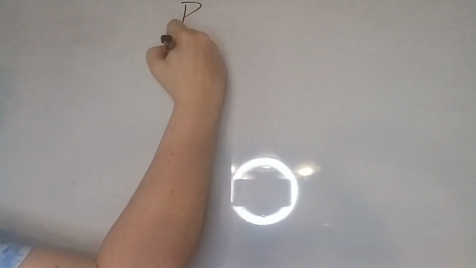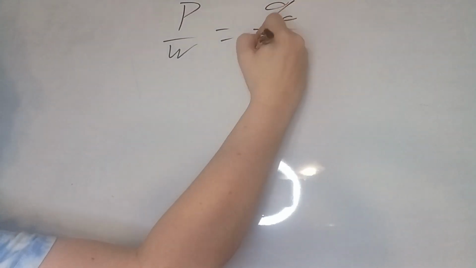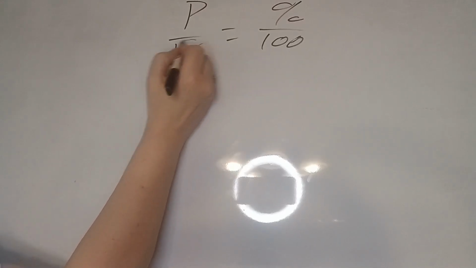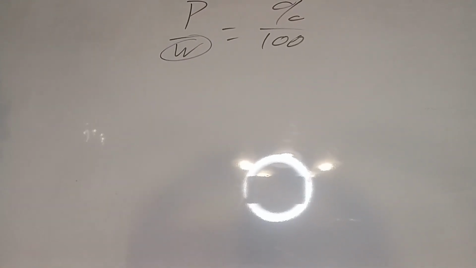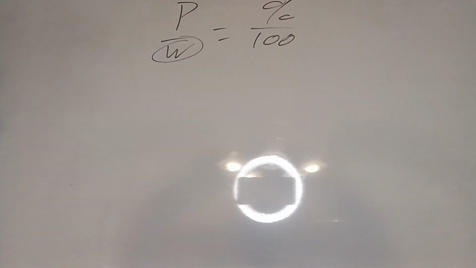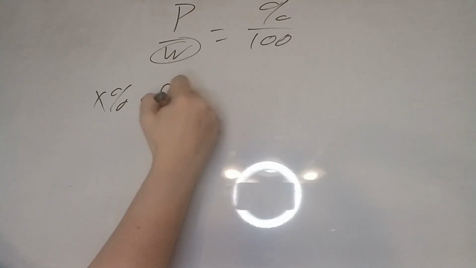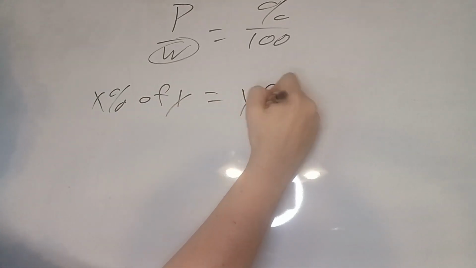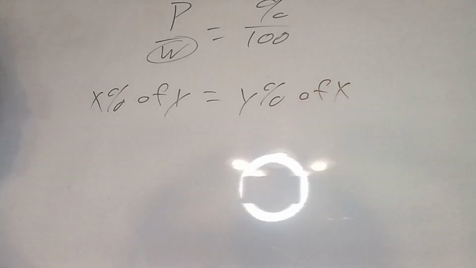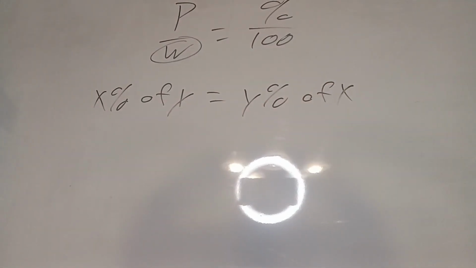All right, let's talk about percentages. So percentages we know are part over whole equals percent over 100. Before I tell you how to use a 10% method to find out what the whole is, I need to use another trick. There's a trick that says X percent of Y is the same as Y percent of X. Well, let's put some numbers in there.